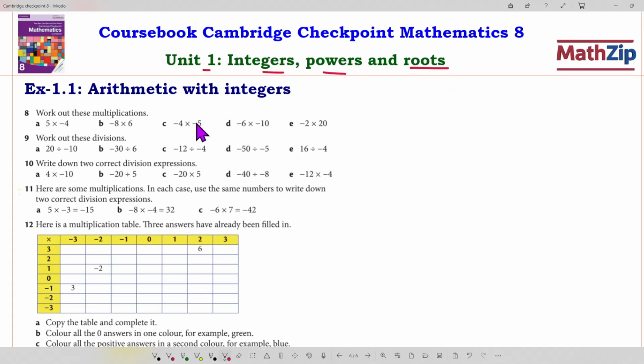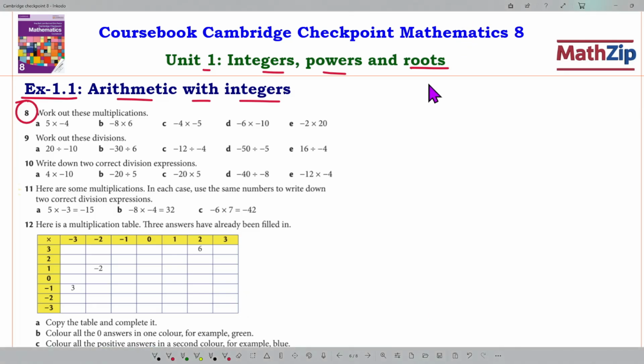Last video we completed 1 to 7 of Arithmetic with Integers, exercise 1.1, and in this video we are starting from number 8. We will try to solve 4 to 5 maths questions in this video, so please keep attention, this is very important for you.